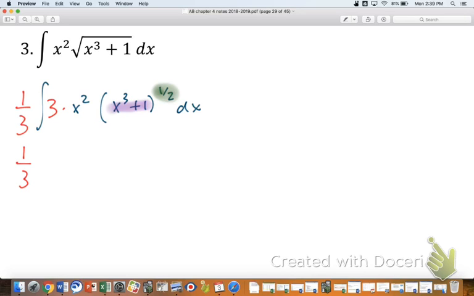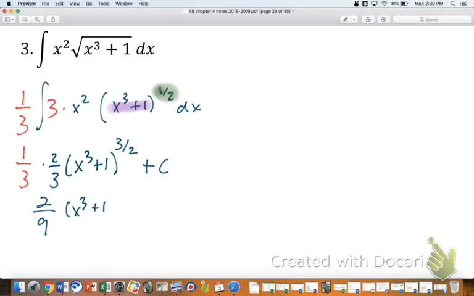X cubed plus 1 to the 3/2 divided by 3/2. Are you guys okay if I just write times 2/3? Because dividing by 3/2 and multiplying by 2/3 is the same thing. And then don't forget your plus c. So you end up with 2/9 times x cubed plus 1 to the 3/2 plus c. And again, if you have any doubts, just differentiate it, do a chain rule, and see if it works. So I'm going to contrast this with this other method.